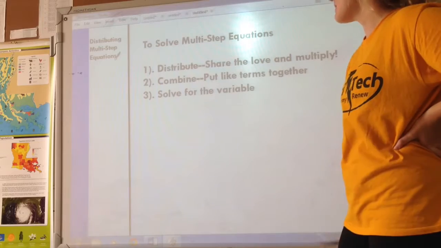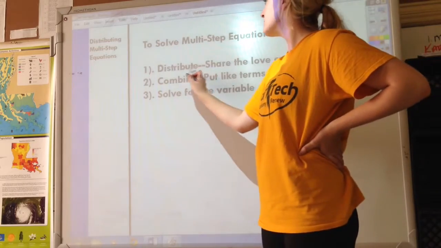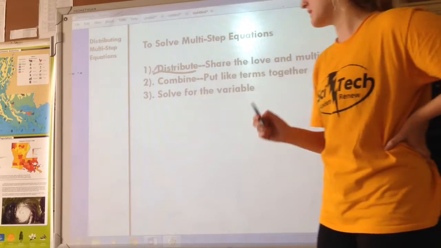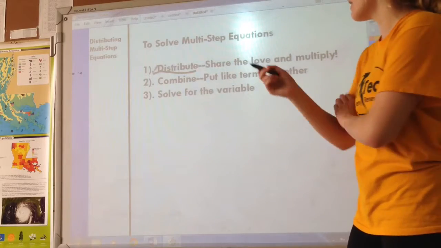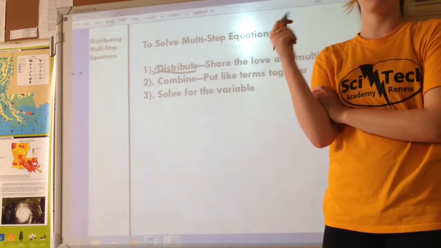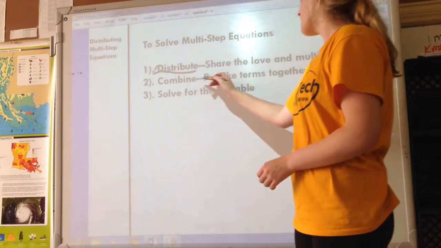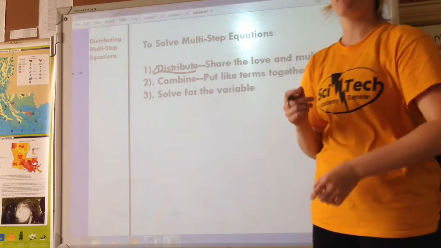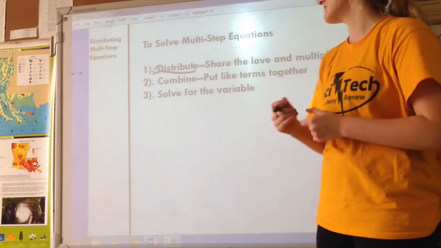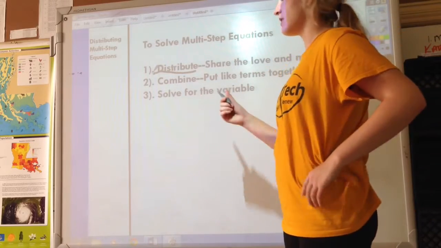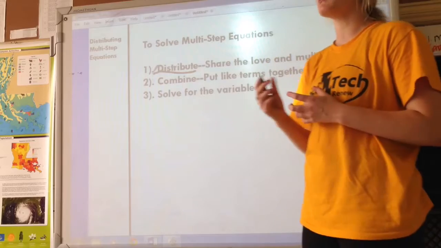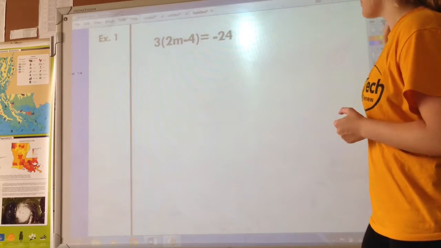To solve multi-step equations, our first step is to distribute if we have to in our equation, which of course means to share the love and to multiply the outside number by everything in the parentheses. Our second step will be to combine, which means to put like terms together. Combine your variables, combine your constants. And then of course to solve for the variable, which we do by isolating our variable and then solving for it. Let's go ahead and do an example.